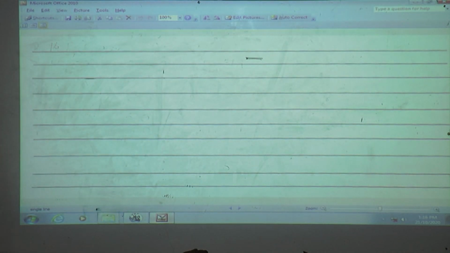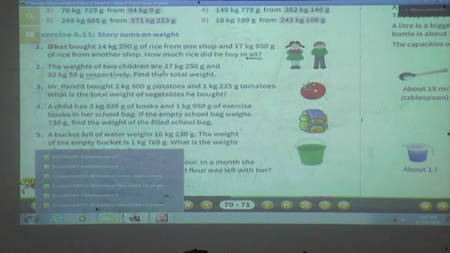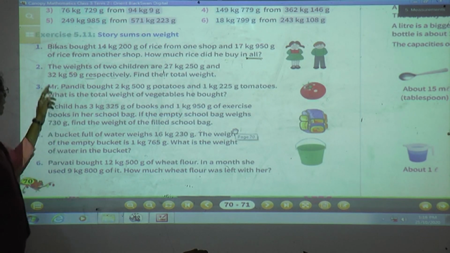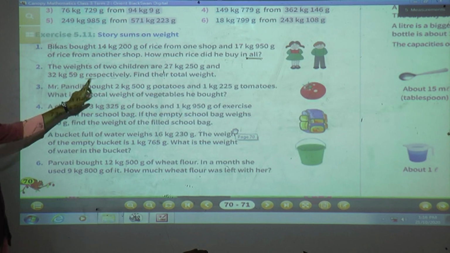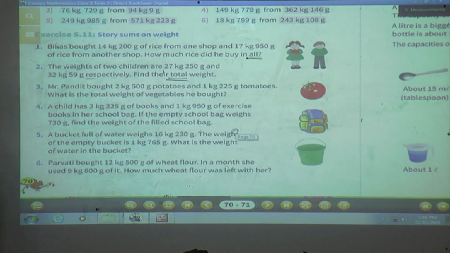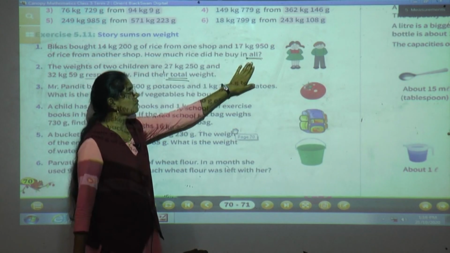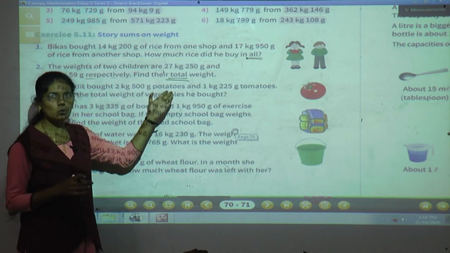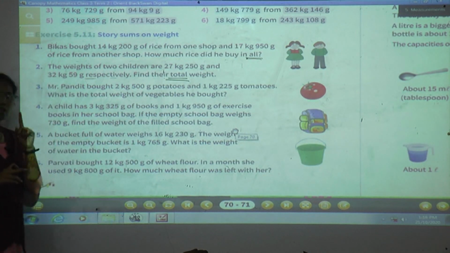Read the question. The weight of two children are 27 kg 250 gram and 32 kg 59 gram respectively. Find their total weight. See, you have to read the question very carefully and you have to underline the keywords. Now see, in the first example the keyword was all. All means you have to do the addition. Here also total. Total means again you have to do the addition.